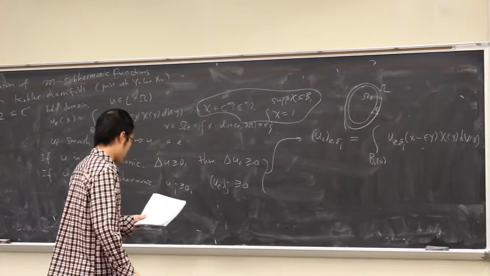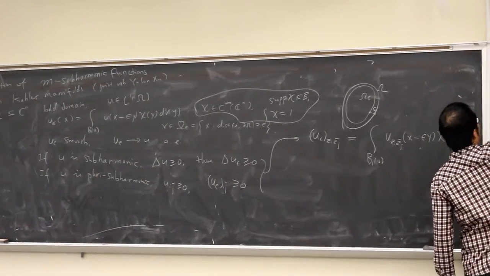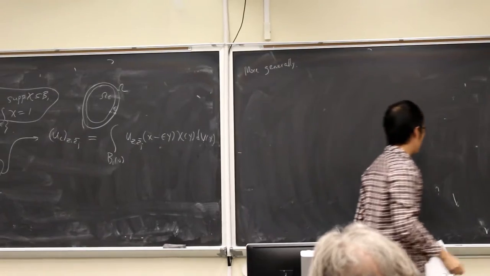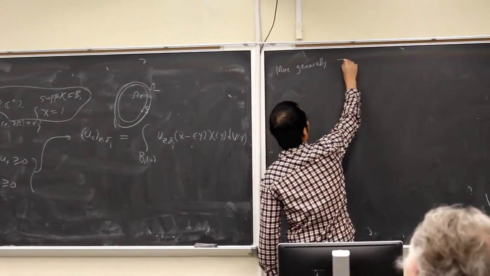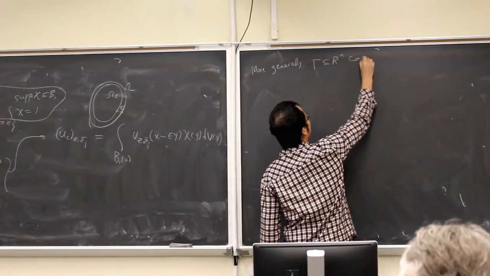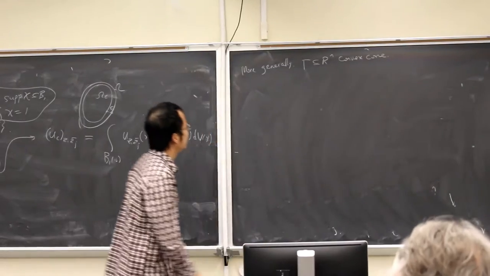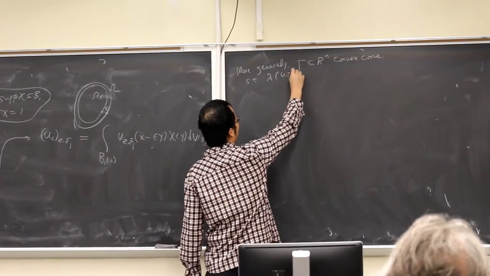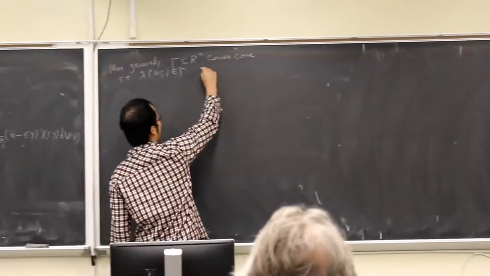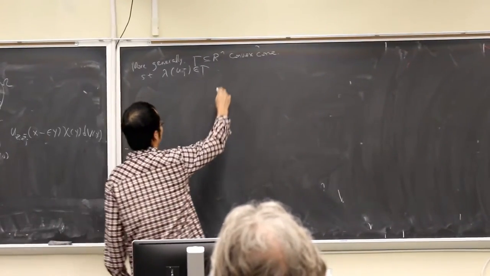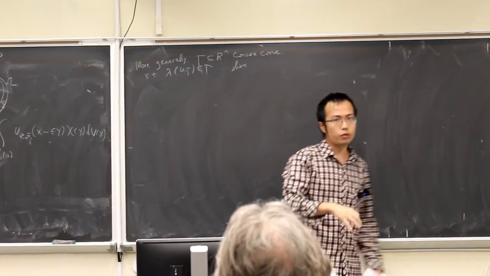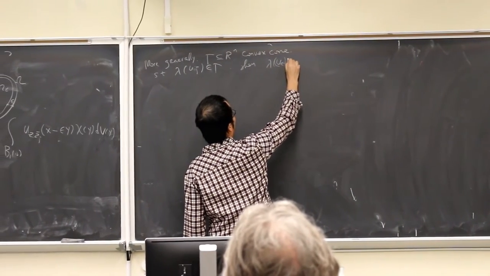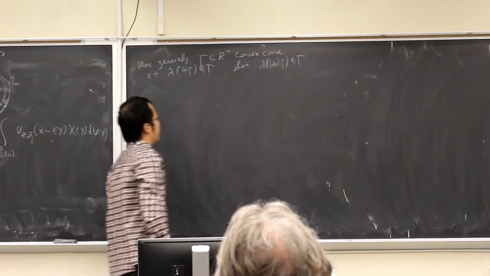So more generally, let's say gamma is a convex cone in Rn, such that the eigenvalues of the Hessian belong to gamma pointwise in omega. Then the same property is true for U epsilon: lambda of U epsilon i j bar will remain in the cone gamma.